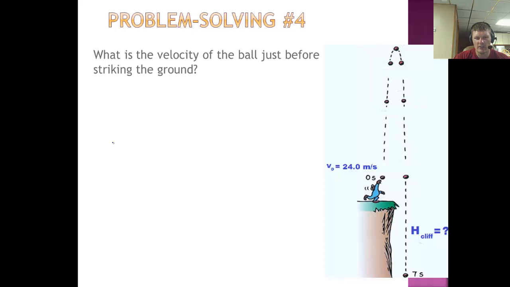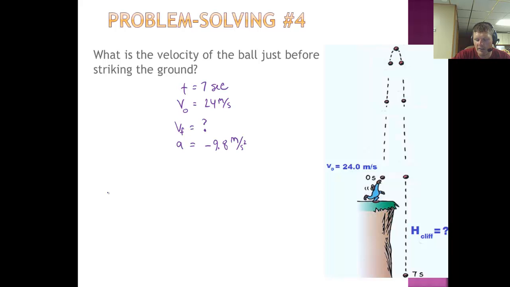Problem 4 asks you to solve for the velocity of the ball just before striking the ground. We know the ball strikes the ground at time equals 7 seconds. The initial velocity for this situation is 24 meters per second, as it has been in all of these problems. We don't know the final velocity, so I'm going to put v sub f equals question mark. And as is always the case when we have freely falling objects near a surface, the acceleration in this situation is negative 9.8 meters per second squared.